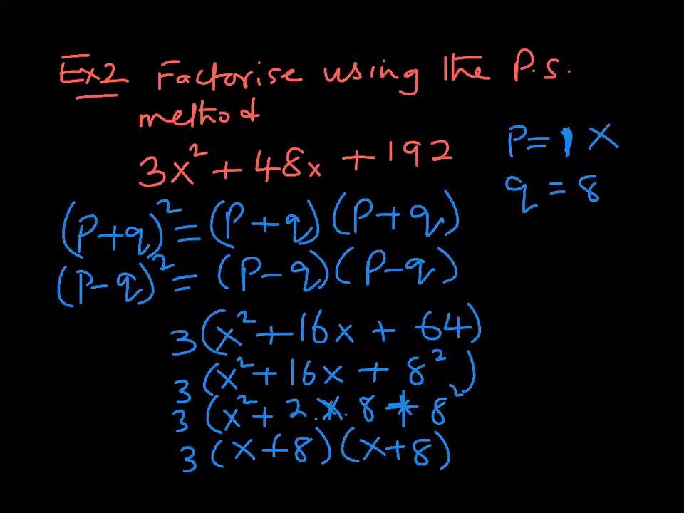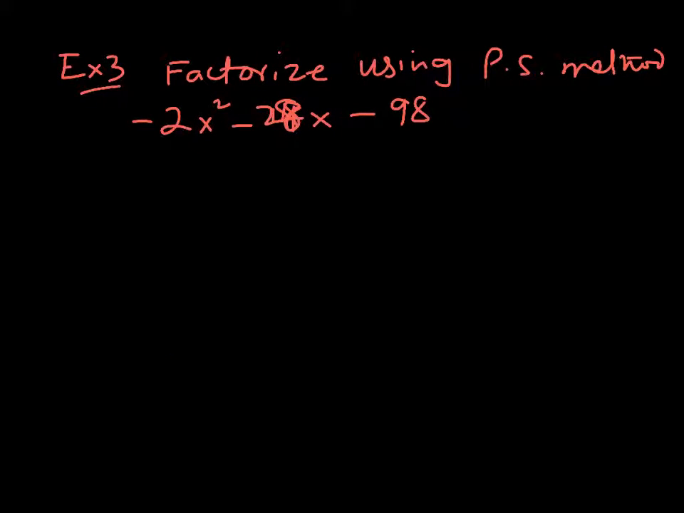And what is x plus 8 into x plus 8? Well, that is x plus 8 squared. So we can go on to say that this is 3 into x plus 8 squared. So in this question, we are asked to factorize using the perfect square method negative 2x squared minus 28x minus 98.